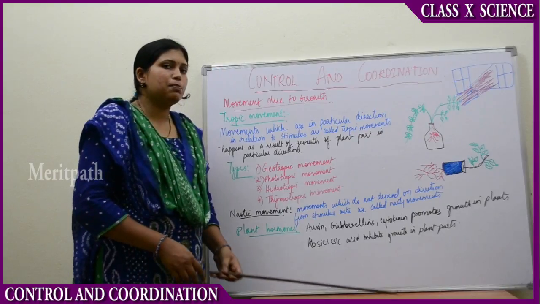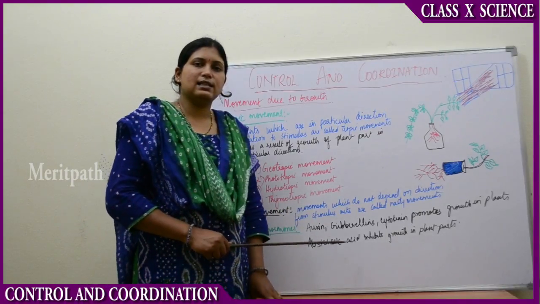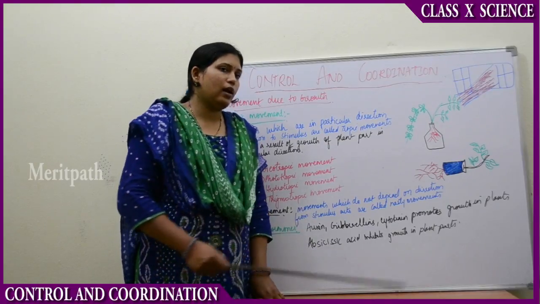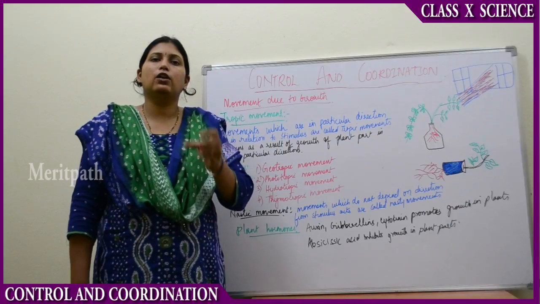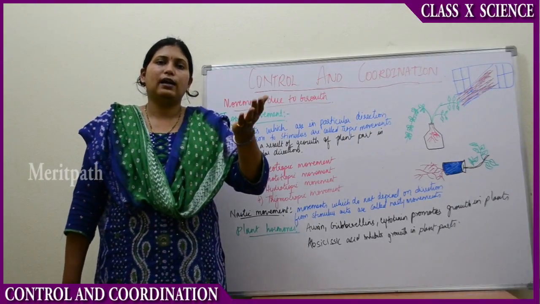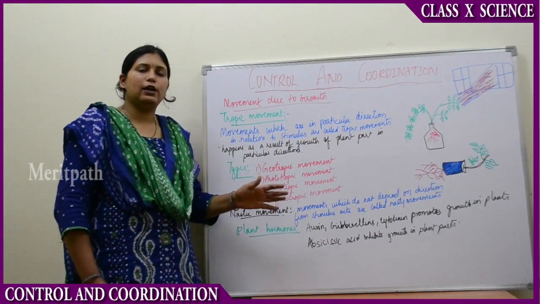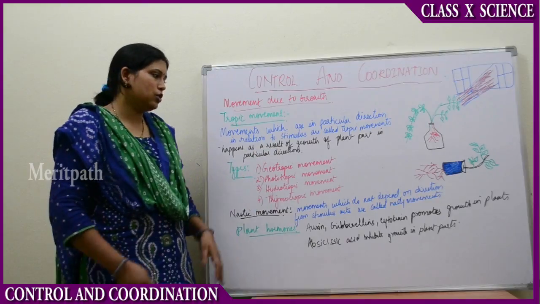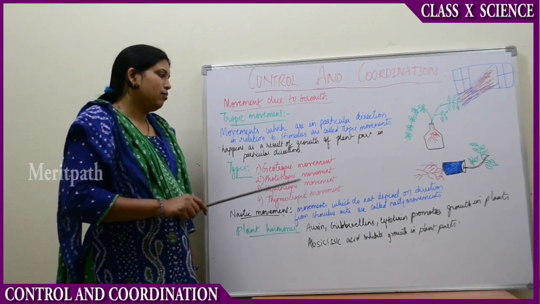So they are always plant hormones. Examples of plant hormones are auxins, gibberellins, and cytokinins, which promote the growth of the plant in a particular direction. A plant grows in a particular direction because of the presence of auxin, gibberellin and cytokinin. These are the plant hormones which are responsible for movement and growth.